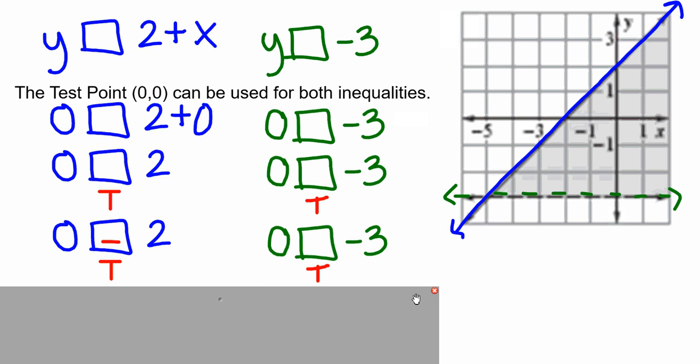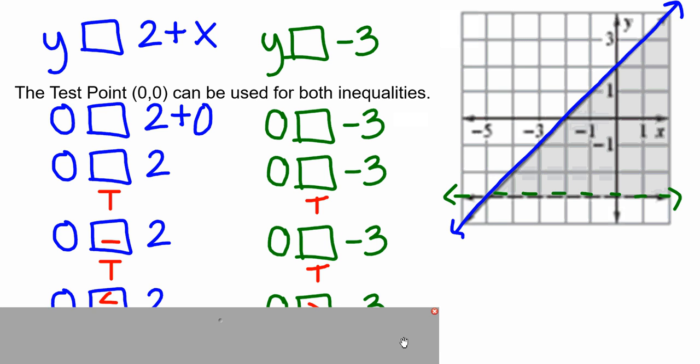So as we think of these results, we're comparing 0 to 2 and we need it to be true. What kind of inequality symbol would we need there? Well, 0 is less than 2, so we need a less than or equal to. Again, we need a symbol here to be true when we compare 0 to -3. We know 0 is greater than -3, so we're going to need that inequality symbol in that spot.